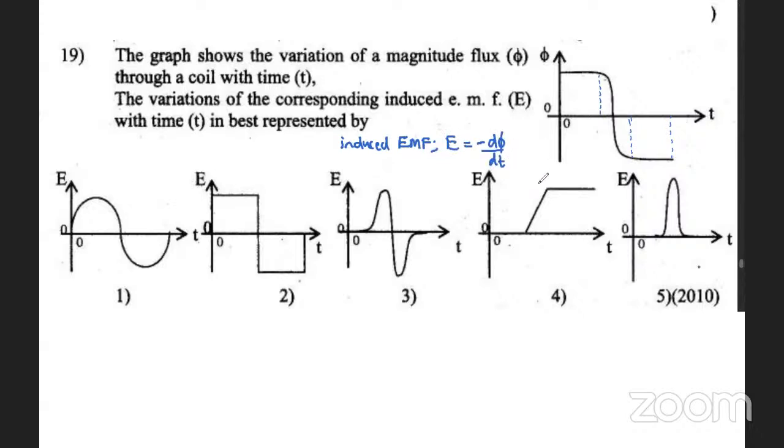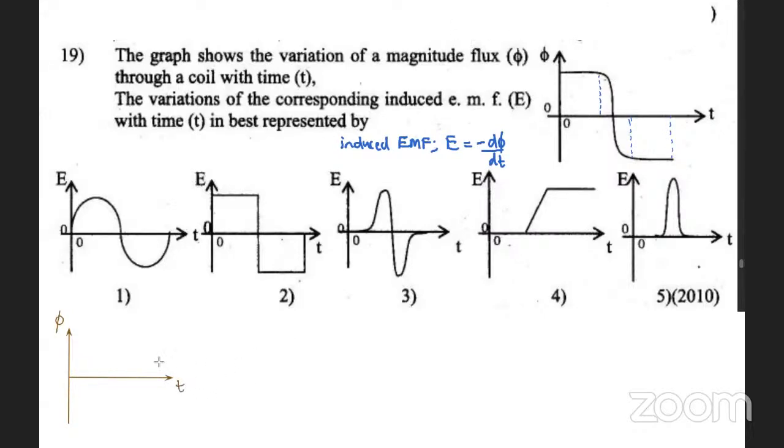Remember, minus d phi over dt. Okay, so there are 4 portions in our graph, 1, 2, 3, 4. And for those 4 portions, if I analyze them separately, one by one: listen to me carefully, if your phi versus t graph is a constant, when I say constant, it could be on the positive side or negative side, doesn't matter.